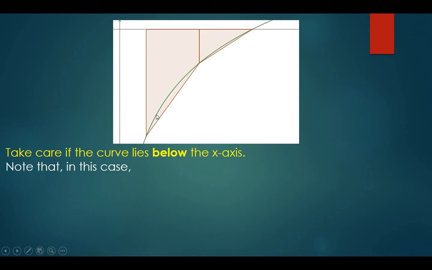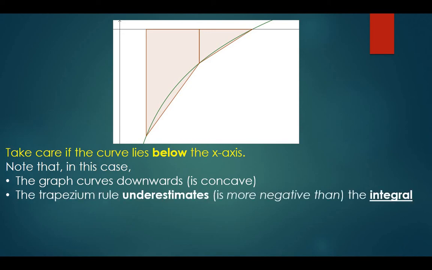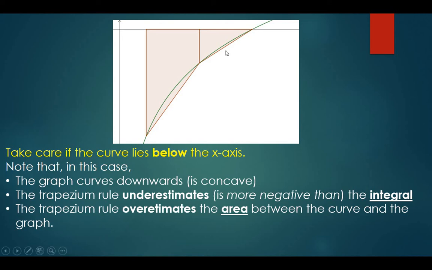Here's an example the other way around. So this graph is curving gradually downwards. It's a concave graph. And from before, we suggested that graphs that curve downwards, we get an underestimate for. Now we do get an underestimate of the integral, which will be negative. So our trapezia are going to give us a more negative result than the integral would. So we are underestimating there. However, we don't normally think about that. Looking at the picture, we can see that our trapezia area are going to overestimate the area between the curve and the graph.